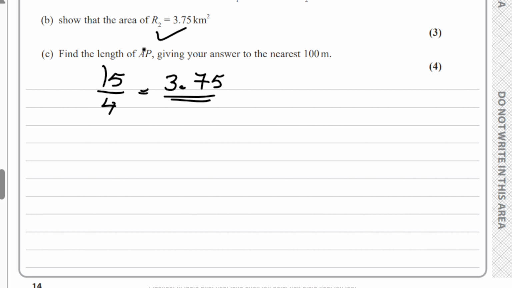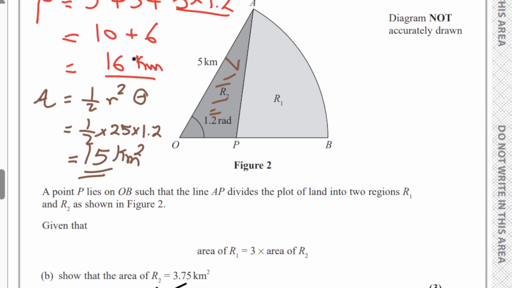They say find the length of AP. Let's see, where is that? AP is this length here. Let me just erase this. So we want this line. To find this line, what can we do? Now we have this area here. So this is 3.75.